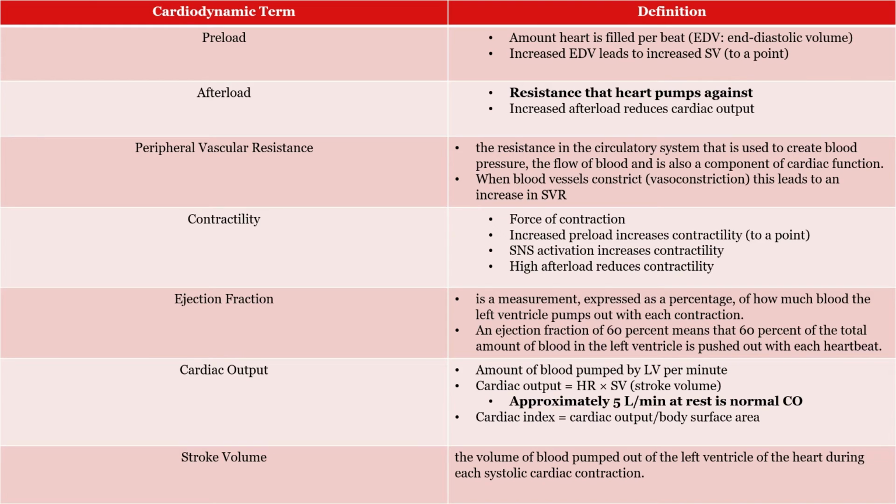Cardiac output is the amount of blood pumped by the left ventricle per minute. Stroke volume is the volume of blood pumped out of the left ventricle during each cardiac contraction. We can calculate cardiac output if we have the heart rate and stroke volume using the equation CO equals HR times SV.